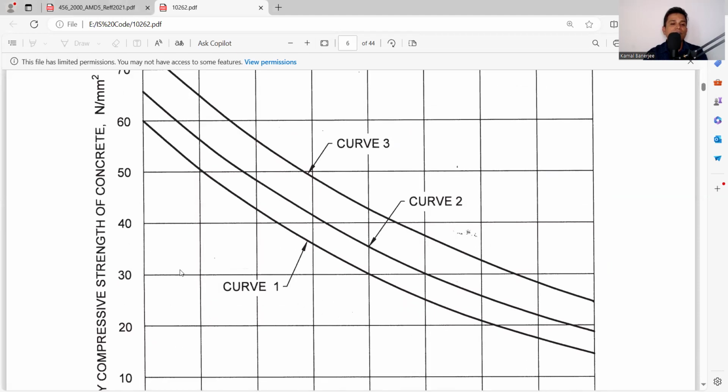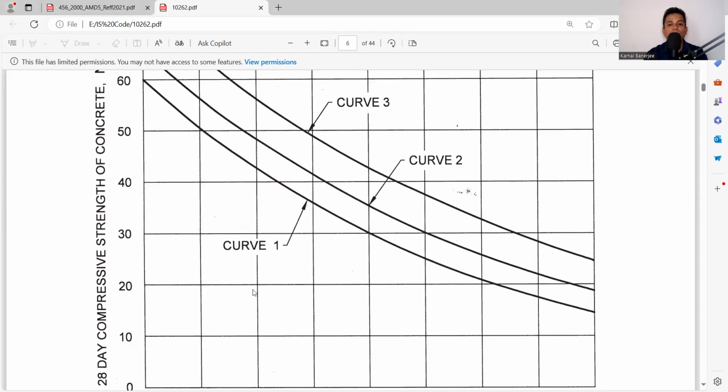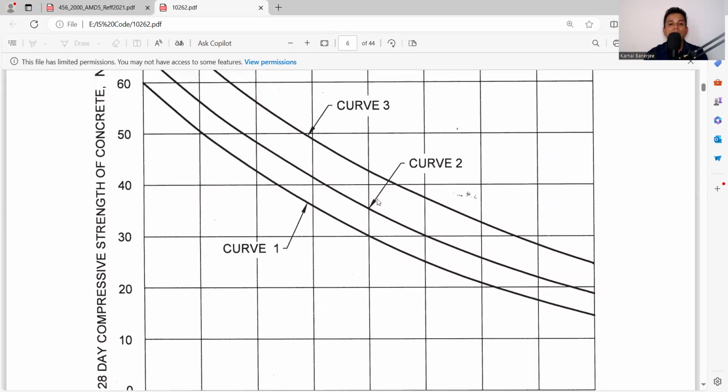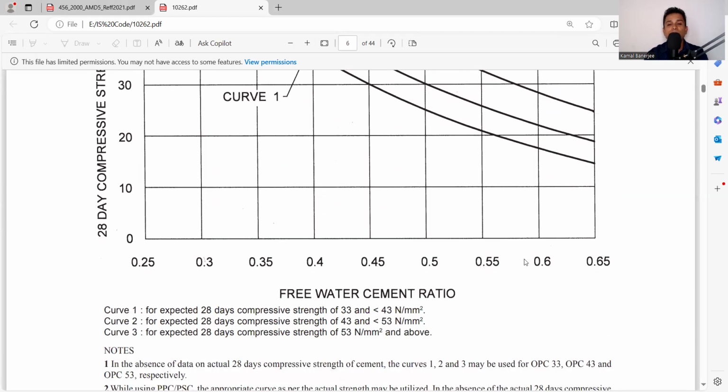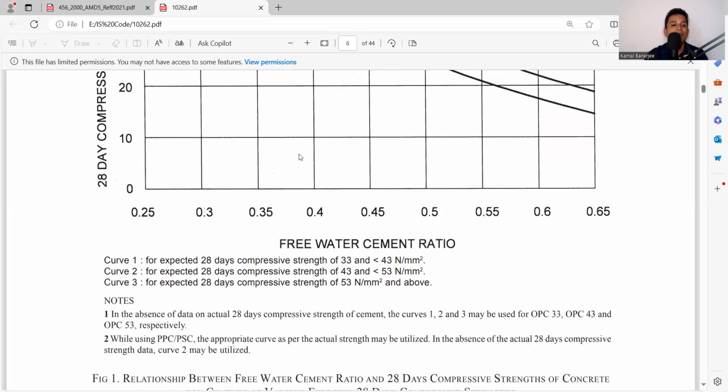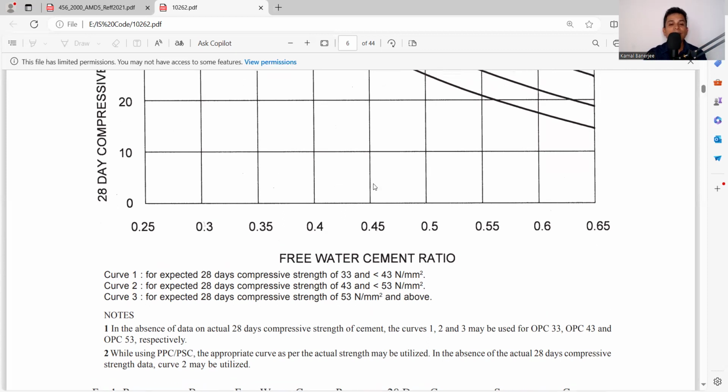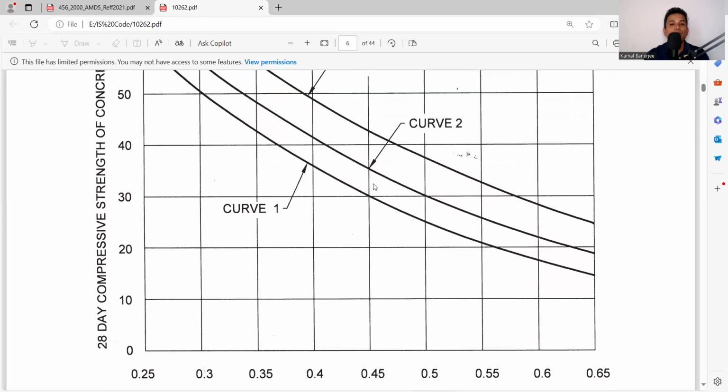Here is the compressive strength of concrete at 28 days, and here are curve 1, curve 2, curve 3, and here is the free water cement ratio. Now why these curve 1, curve 2, curve 3? See, here it is written. What is curve 1? This is OPC 33 grade. What is curve 2? 43 grade. What is curve 3? 53 grade. Now whatever cement we chose, OPC 43, so we need to look at the curve for 43, that is curve 2.